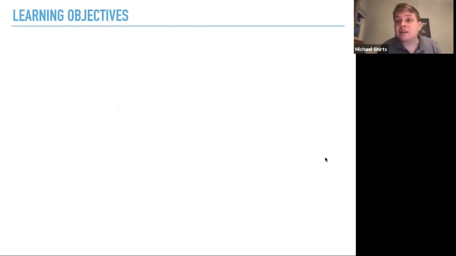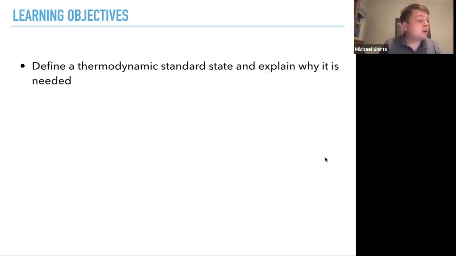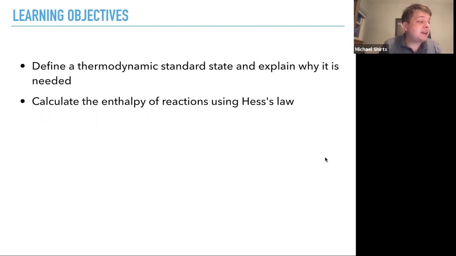So the learning objectives for this lecture segment: we're going to be defining a thermodynamic standard state, explaining why it's needed, and calculating the enthalpy of reactions using Hess's law.